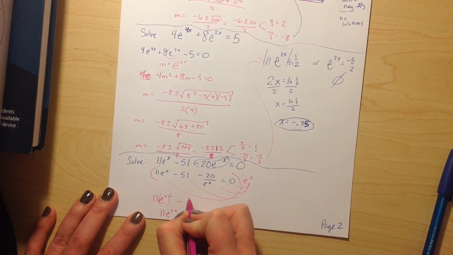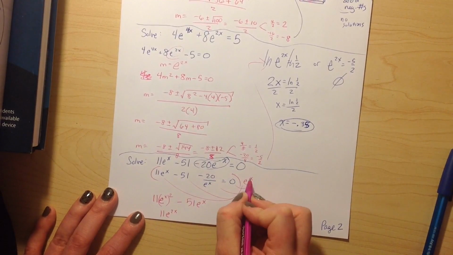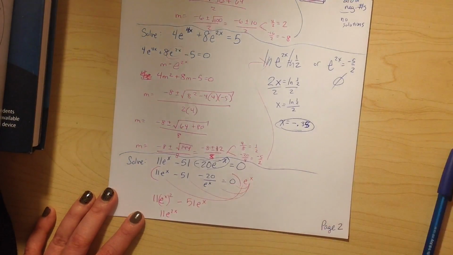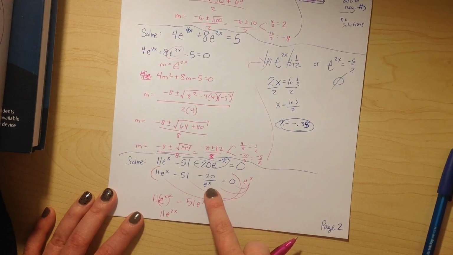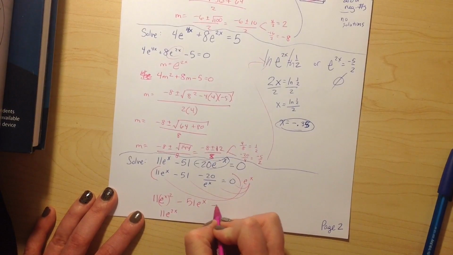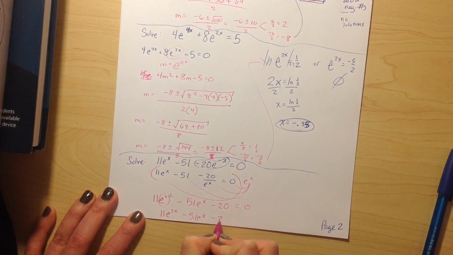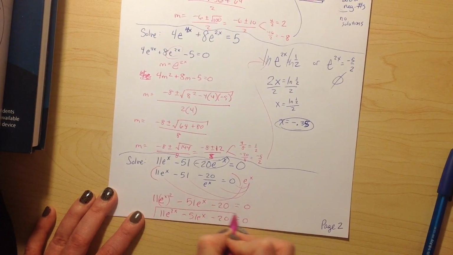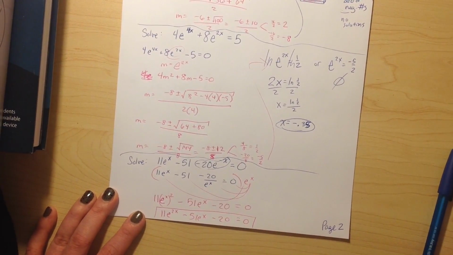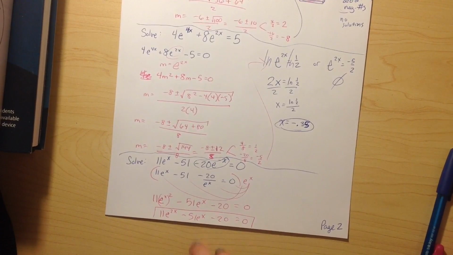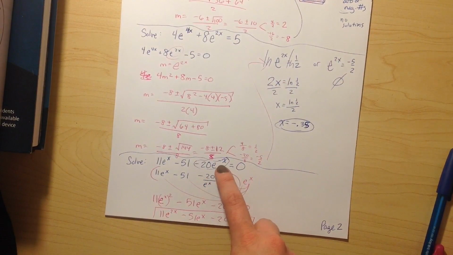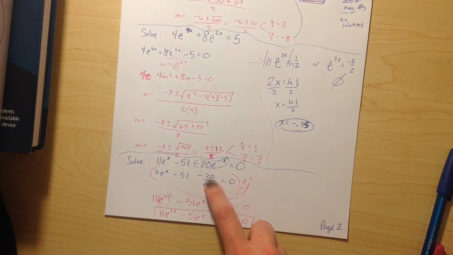Over here, I'm going to get negative 51e to the x, and right here, this is the wonderful part, my e to the x is going to cancel with the one in the denominator, leaving me with just a negative 20, equaling 0. So, all in all, this is my quadratic, and I can solve it from there. We're not going to keep going with that one because it's just the same as the above, but know that this can happen. If you have an e to the x with a negative x, just pop it to the denominator, multiply everything, it'll clear out that denominator and get you the exponents that you need.